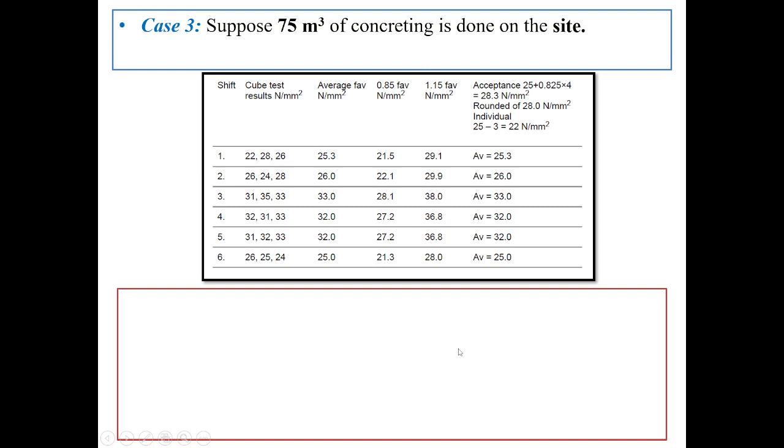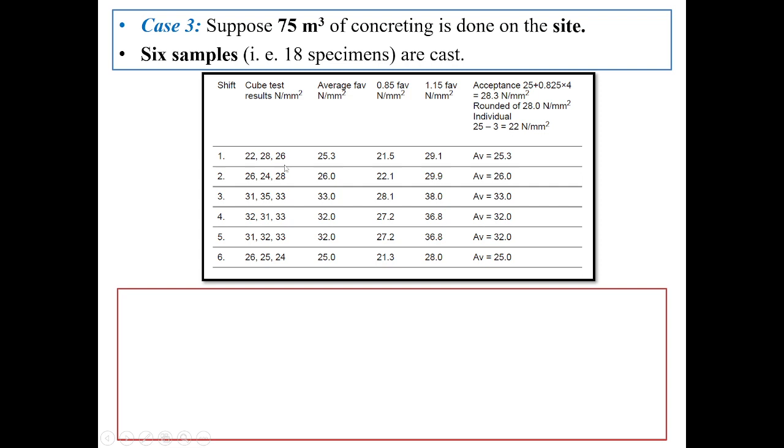Next, finally, case 3. Suppose I am still doing more concreting. That is 75 meter cube of concreting is done on the site. Now 75 meter cube means it is more than 50 meter cube. And we know that up to 50 meter cube, we have to use 4 samples. And now it is 75 meter cube, and every additional 50, we have to use additional 1 sample. So here we are using totally 6 samples. Now 6 samples means 18 specimens are cast on the site.